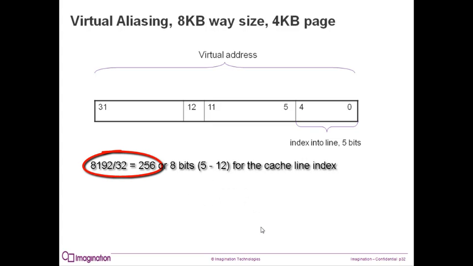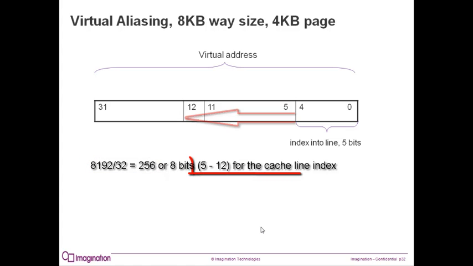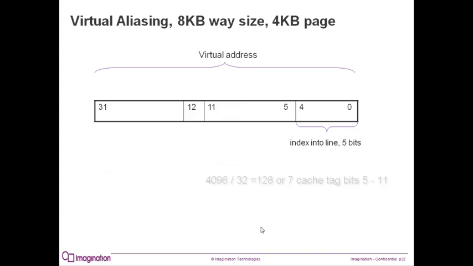To index an 8K way, it takes 256 indexes, given a 32-byte line size. That's 8,192 divided by 32 bytes per line, which equals 256, or 8 bits. Bits 5 through 12 for the cache line index.